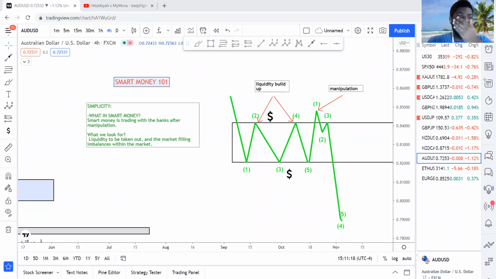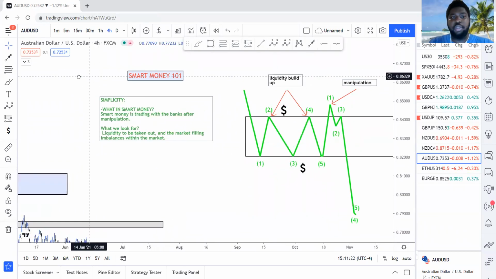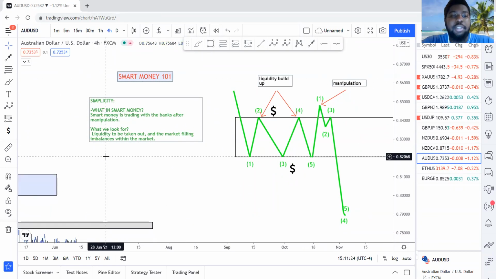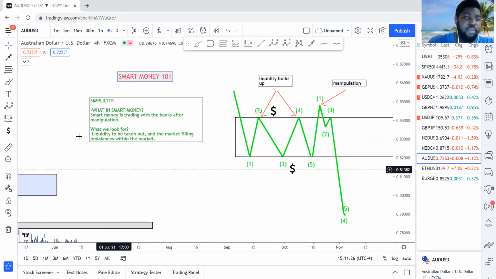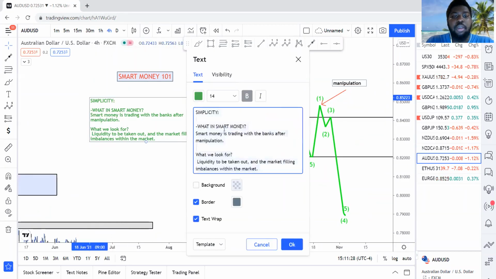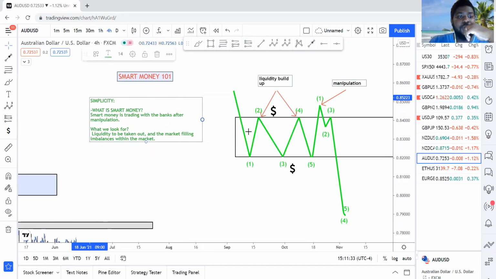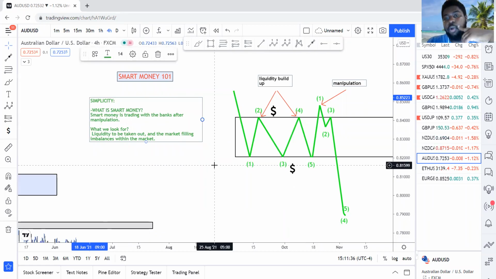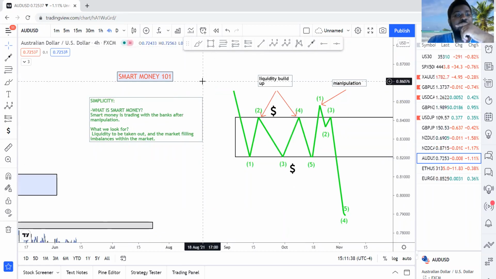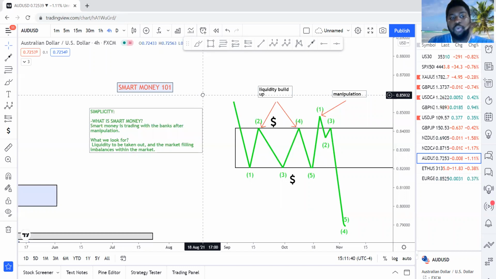Once again, hello everyone. So today is going to be smart money trading 101. Today we're going to be discussing what is smart money and what we look for in the market, right? First we got to understand smart money, we got to understand what that really means.